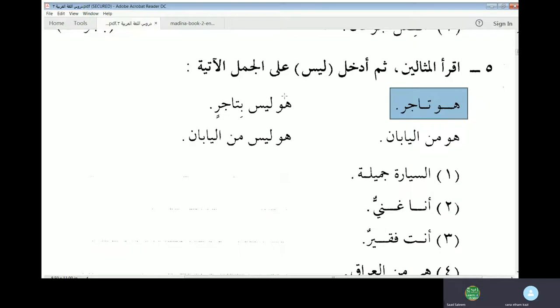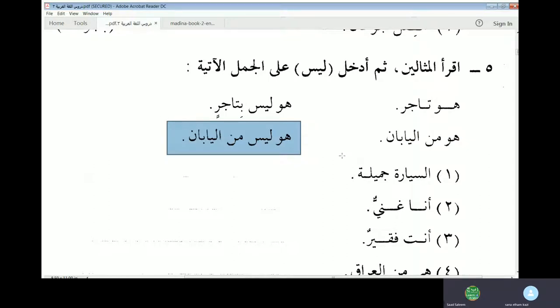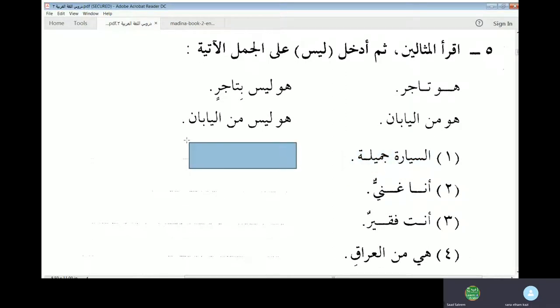Huwa tajirun, he is a merchant. Huwa laisa bitajirin, he is not a merchant. Huwa min al-yabani, he is from Japan. Huwa laisa min al-yabani, he is not from Japan. As-sayyaratu jamilatun, the car is beautiful. As-sayyaratu laisat bi jamilatin. The car is not beautiful.